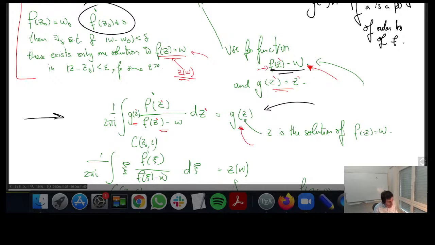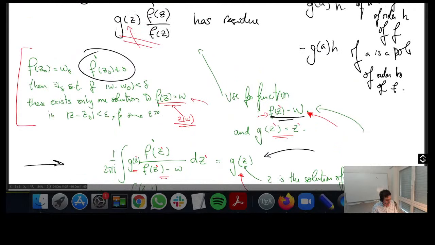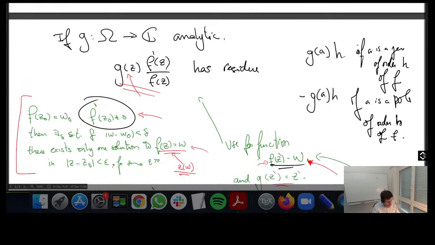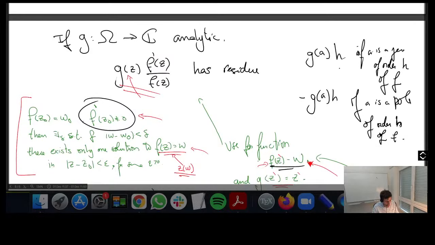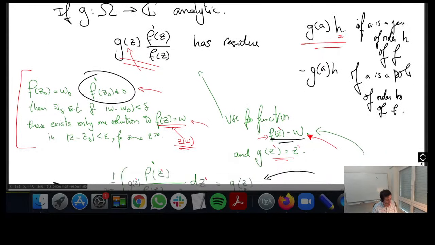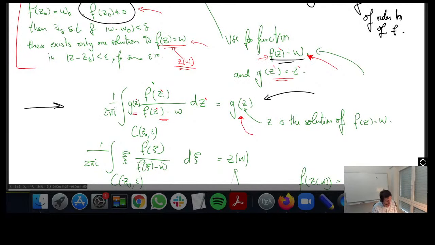Which is the winding number of the curve, right? But the curve is the curve that goes around the neighborhood. And I know there's exactly one solution there. So the winding number is 1, and the order of the zero is also 1, right? So I get that the value of the integral, the residue, is equal to g times this h, which will be 1, right? And so this is just equal to g of the solution. So I should say g of z of w, right?